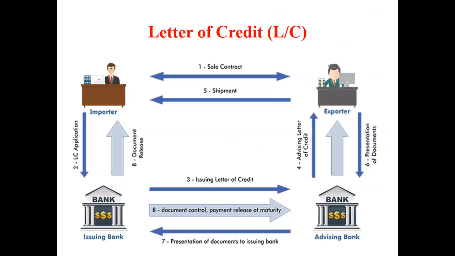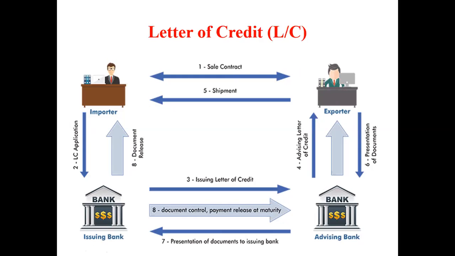So now it is very clear. Step-wise it is mentioned. Once you understand this figure, you will have no problem. See, this is the importer and this is the exporter. Now, first step, the contract is made between the importers and exporters. Say it is around $1 lakh.